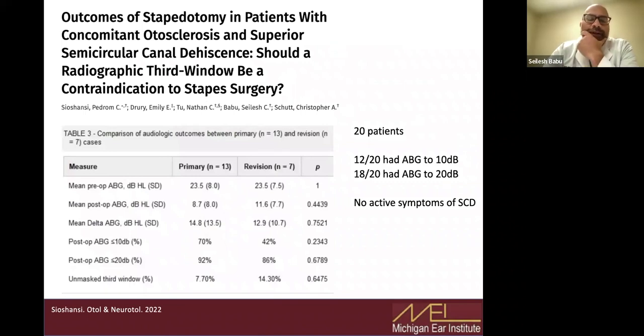We looked at our data, and we had patients who had an incidental finding of superior canal dehiscence. So we looked at all the imaging that they had done, and interestingly, they actually didn't have any clinical symptoms of superior canal dehiscence. They just had radiographic findings, and we had 20 patients that had undergone surgery and incidentally had found that, and we found that they had very good closure of their bone gap and had no active symptoms or unmasking of superior canal dehiscence in that scenario.